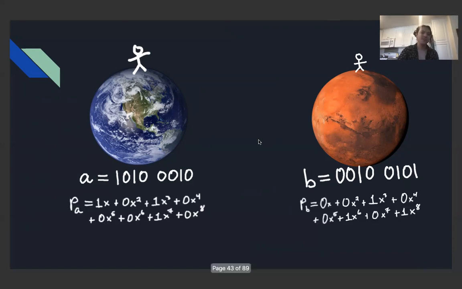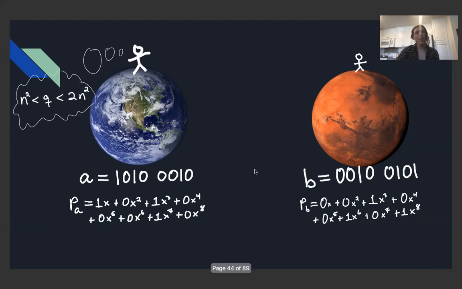Anyways, so what Alice and Bob do is they associate polynomials to their strings. Alice's string is 1010, so she reads those off as the coefficients of x, x squared, x cubed, and x to the fourth. And similarly, Bob's string starts 0, 0, 1, 0, which are the coefficients on x, x squared, x cubed, x to the fourth.